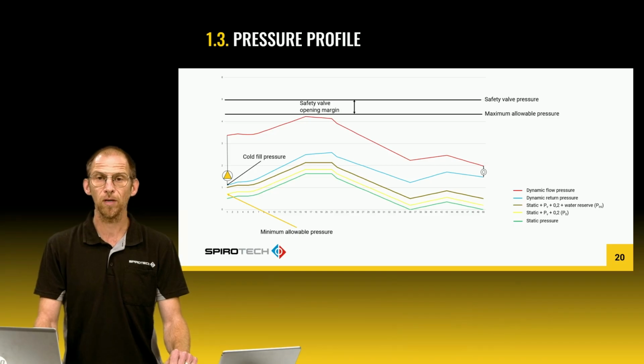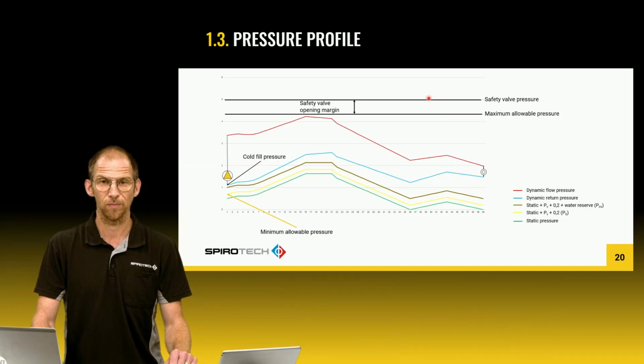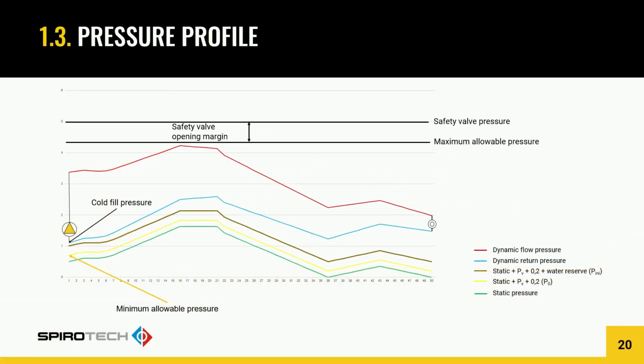The safety valve opening margin is the difference we need to maintain between the maximum allowable pressure and the safety valve pressure. According to EN 12828, this margin is 0.5 bar or 10% of the valve setting, whichever is greater.